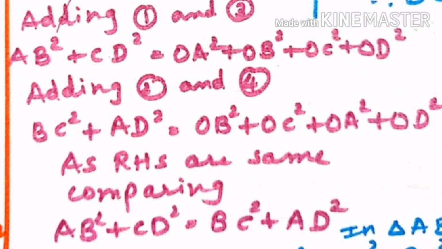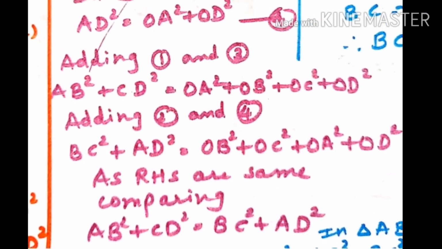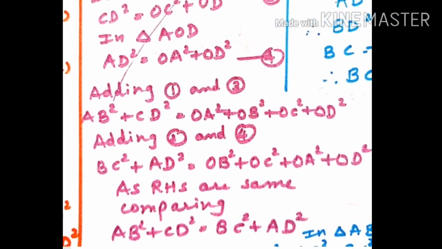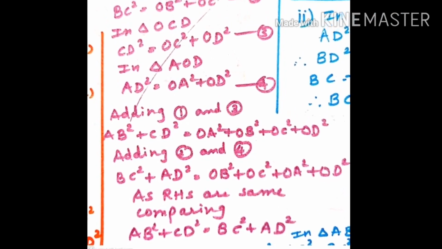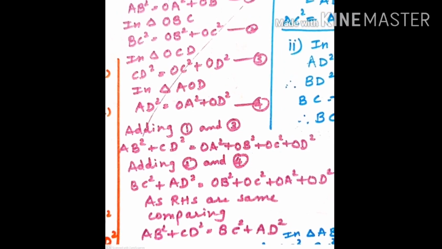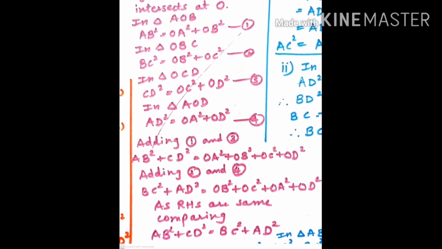Now observe these two things, students. On the right hand side we get the same terms, OA square, OB square, OC square and OD square. So as the right hand sides are same, we can compare them on the left hand sides. So we come to the end of our result that AB square plus CD square is equal to BC square plus AD square. So here we have completed our question number 5 proof without taking ABCD a rhombus or a square.